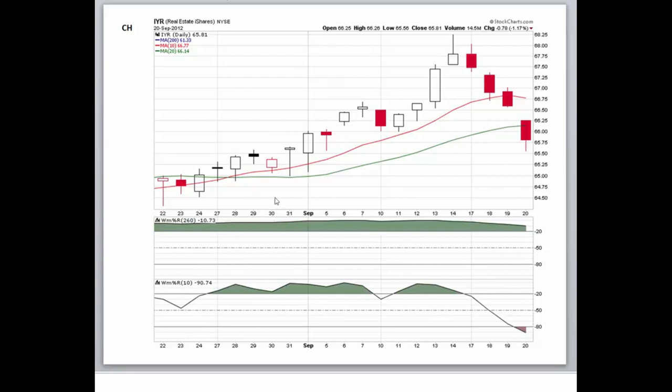So essentially what we're looking for is price greater than the 200-day moving average so that it's a bull market, and we're looking for an orderly pullback to oversold conditions on Williams percent R. And when we get that, we buy tomorrow's open mechanically.